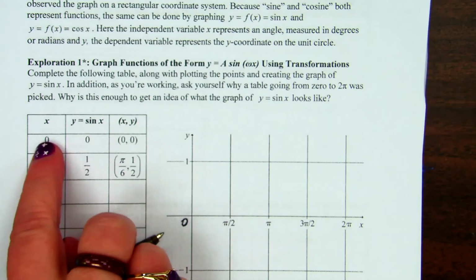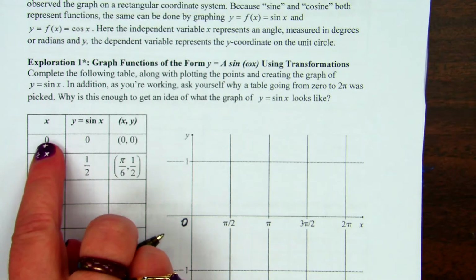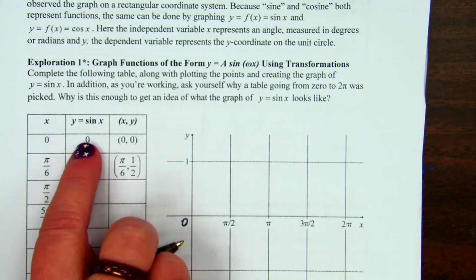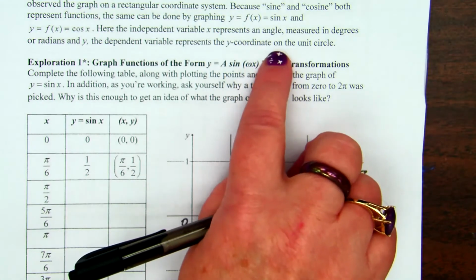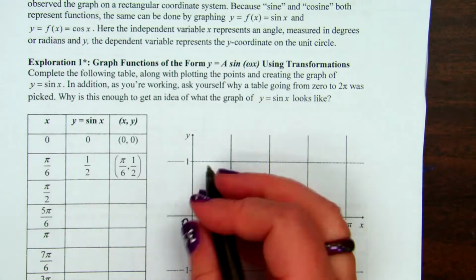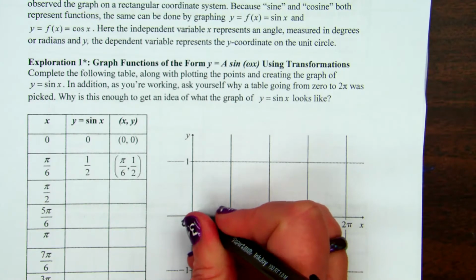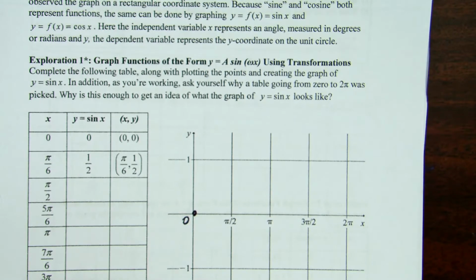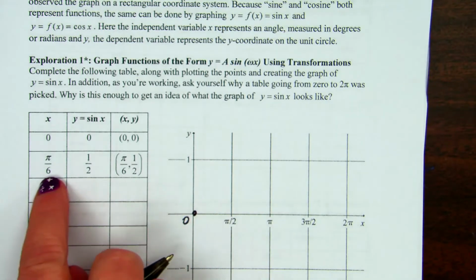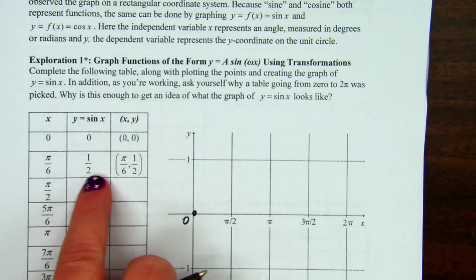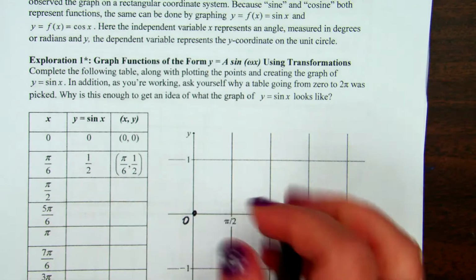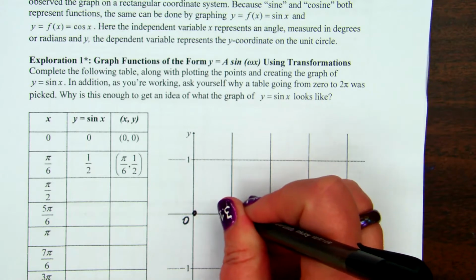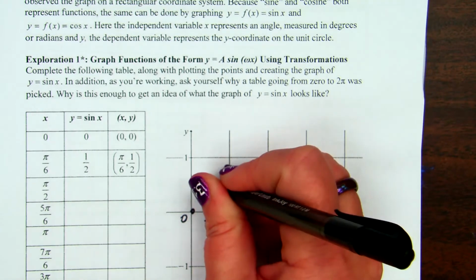For 0 on the unit circle, the point is 1, 0, so the sine is 0. We're going to graph y equals sine x. So 0, 0 is the first point. It's important to remember that sine always starts at the origin. And then for pi over 6, it's root 3 over 2, 1/2. So 1/2 is the sine. Pi over 6 is 30 degrees. This is 90 degrees. So 30 degrees is at about a half.